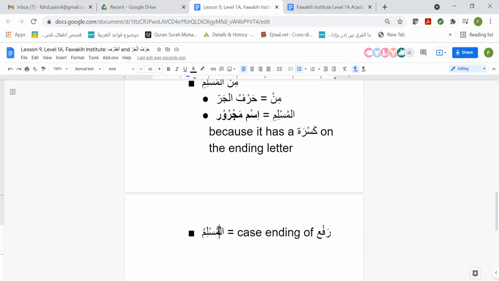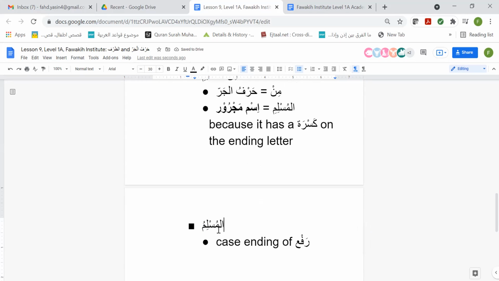Have you noticed that there's nothing coming before the word al-Muslim? Just to make it clear, I'm going to do the following. Have you noticed there's nothing at all before it, right? It's just by itself. This is in the case ending of rafa by default. This is what it means to be by default. In other words, there's no reason for us to suspect that it would be anything else. And what does that mean? That means there's nothing coming before it.